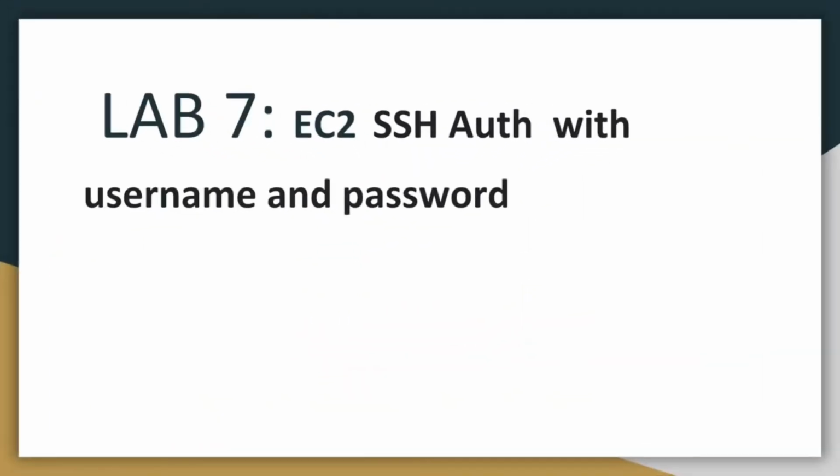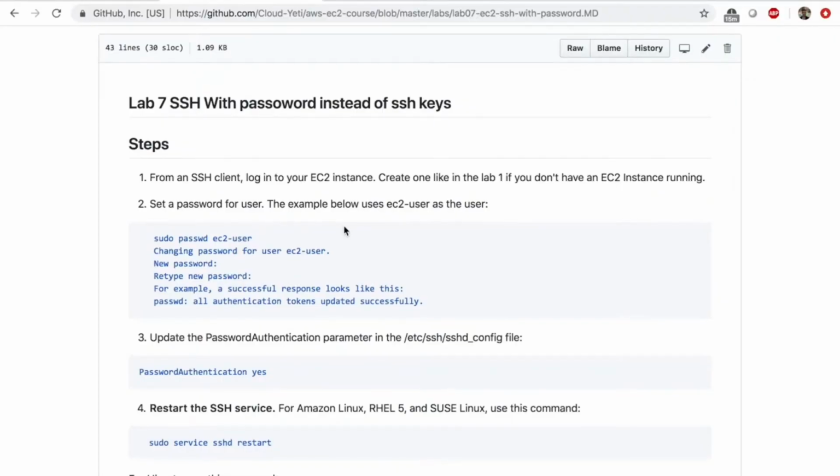Hey everyone, welcome back. This is lab number 7. The title of this lab is EC2 SSH authentication with username and password. Let's go to the course repo on GitHub. So the steps for this lab are, first of all, to launch and log into your EC2 instance.